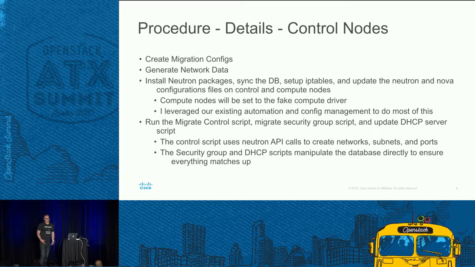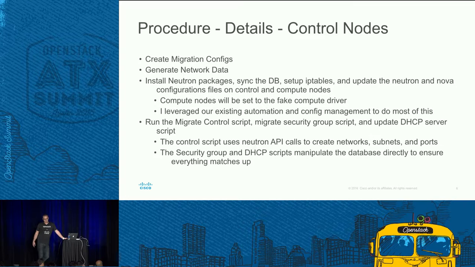Then you install all the new Neutron packages. You sync the database, which just puts the schema in place. You set up iptables. In our case, we've got very specific firewall rules. A lot of this will make sense when I show a video of me actually doing the migration later, and so you'll see all this stuff running in the plays.